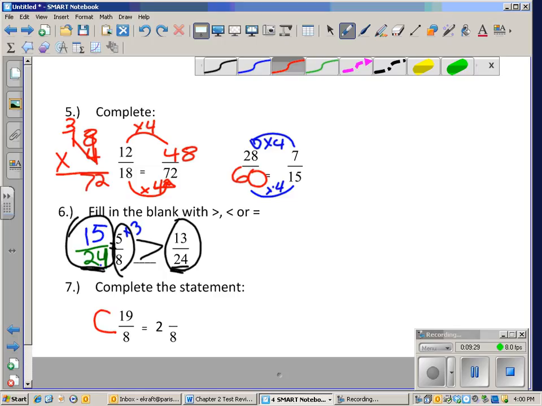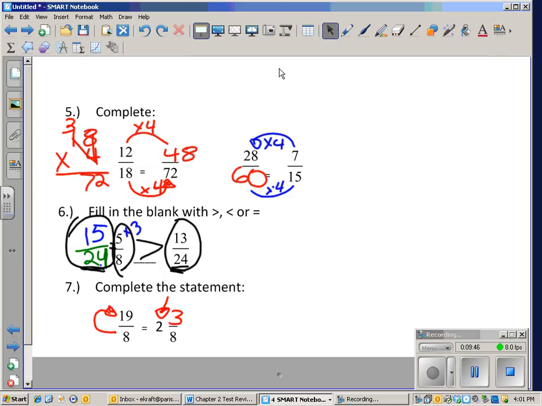How many 8s are in 19? Good. There are 2 8s in 19, that's how we got there. And 2 8s in 19 would be 16, and the remainder of 16 is 3, and so 3 would go there. Excellent. So 2 and 3/8. Very nice job. I hope you got that answer as well.